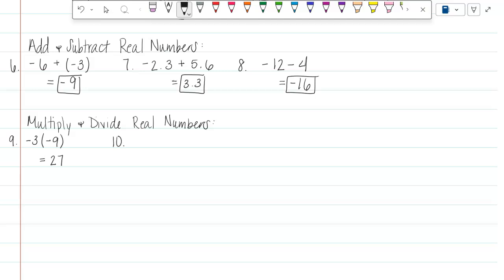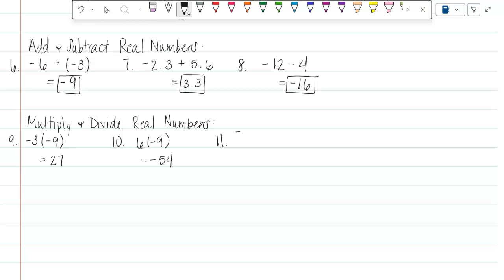Number 10, you've got 6 multiplied by negative 9. A positive multiplied by a negative is negative, and we've got 9 times 6, which is 54. Negative 54.